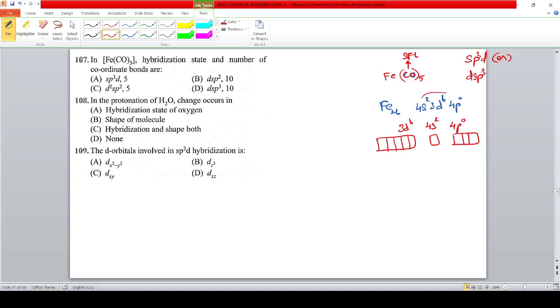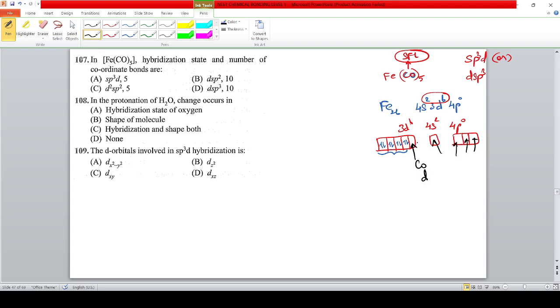Listen, these 8 electrons, since this is a very strong field ligand, will be packed within 4 rooms. 1 pair, second pair, third pair, fourth pair. That means 8 electrons. Now CO will give a pair of electrons here. Second pair, third, fourth, fifth.